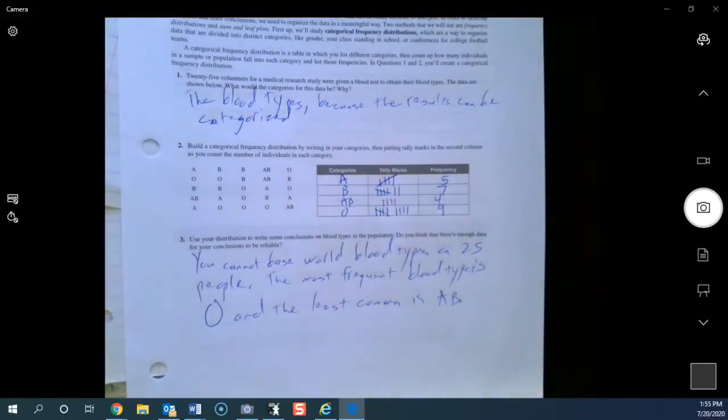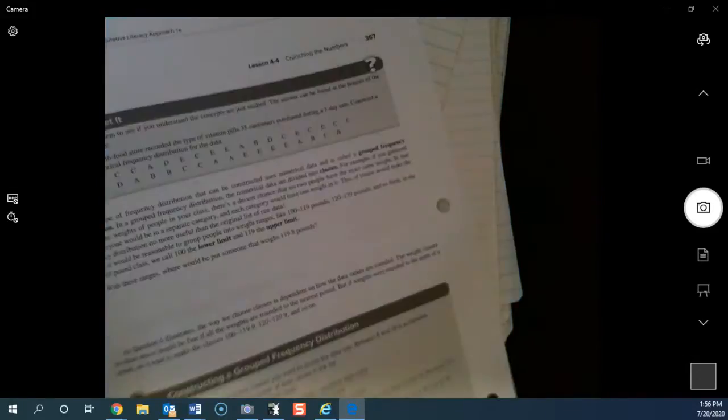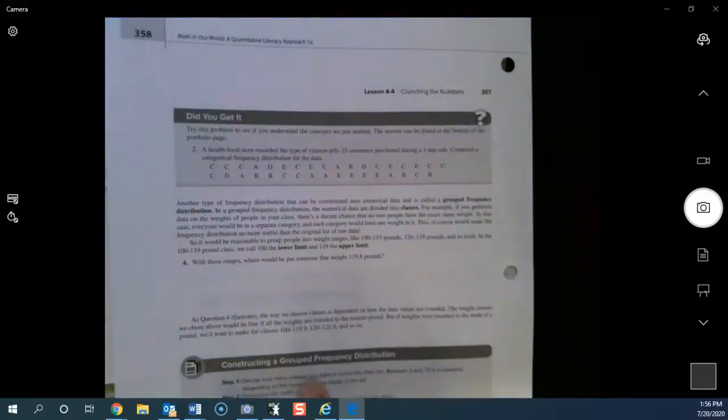But remember, it's close to 7 billion people, if not over that. So we cannot trust 25 people to account for 7 billion. That would be a little much there.